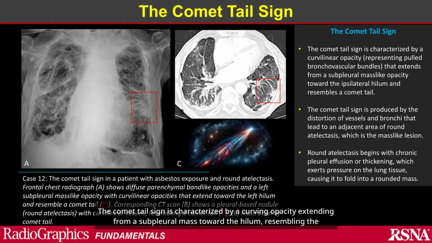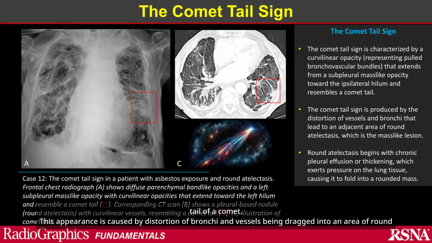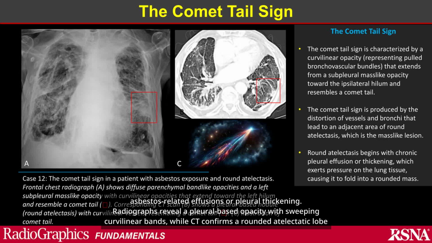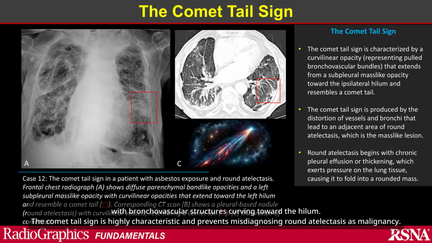The Comet tail sign is characterized by a curving opacity extending from a subpleural mass toward the hilum, resembling the tail of a comet. This appearance is caused by distortion of bronchi and vessels being dragged into an area of round atelectasis, a folded lung segment that mimics a mass. Round atelectasis often arises in the setting of chronic pleural disease, such as asbestos-related effusions or pleural thickening. Radiographs reveal a pleural-based opacity with sweeping curvilinear bands, while CT confirms a rounded atelectatic lobe with bronchovascular structures curving toward the hilum. The Comet tail sign is highly characteristic and prevents misdiagnosing round atelectasis as malignancy.